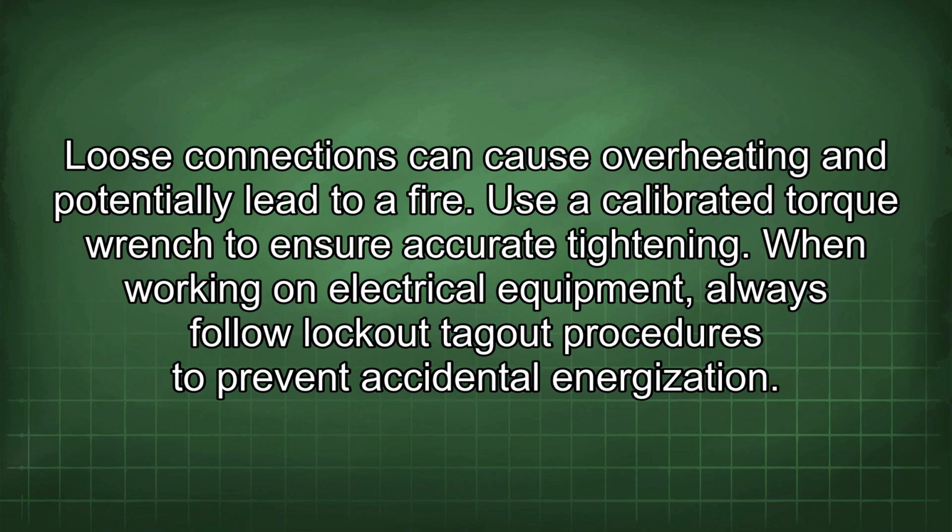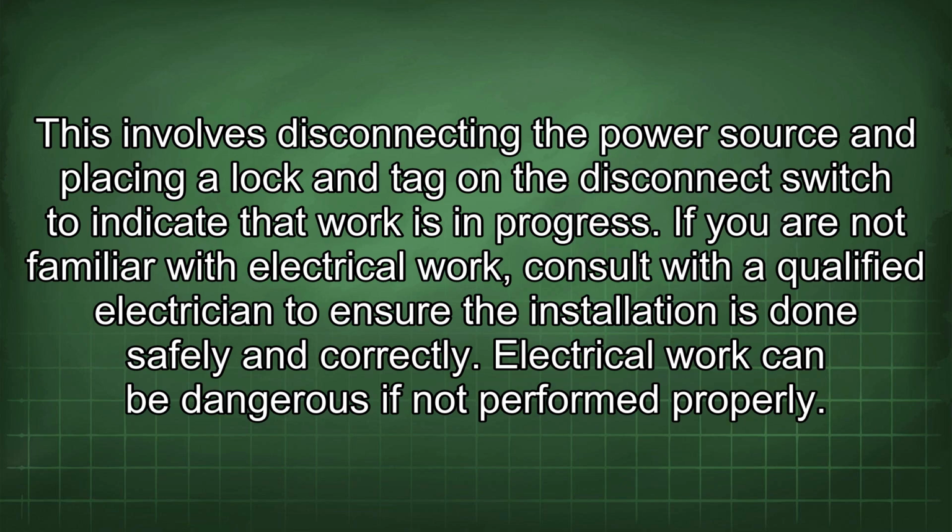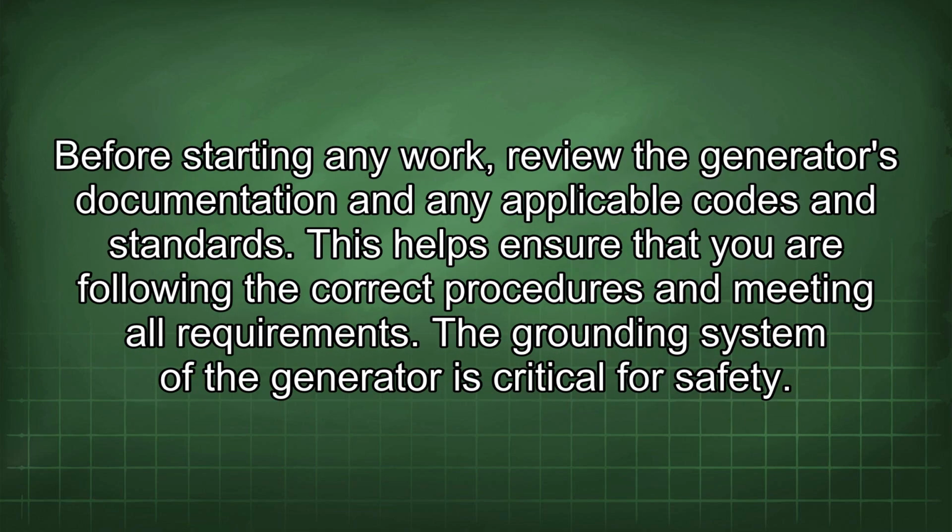When working on electrical equipment, always follow lockout-tagout procedures to prevent accidental energization. This involves disconnecting the power source and placing a lock and tag on the disconnect switch to indicate that work is in progress. If you are not familiar with electrical work, consult with a qualified electrician to ensure the installation is done safely and correctly. Electrical work can be dangerous if not performed properly. Before starting any work, review the generator's documentation and any applicable codes and standards. This helps ensure that you are following the correct procedures and meeting all requirements.